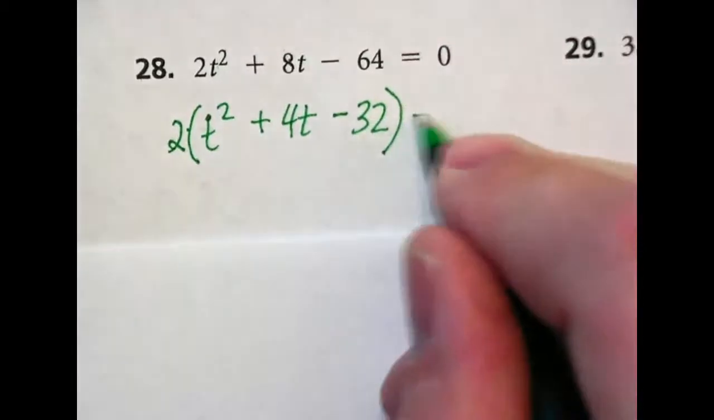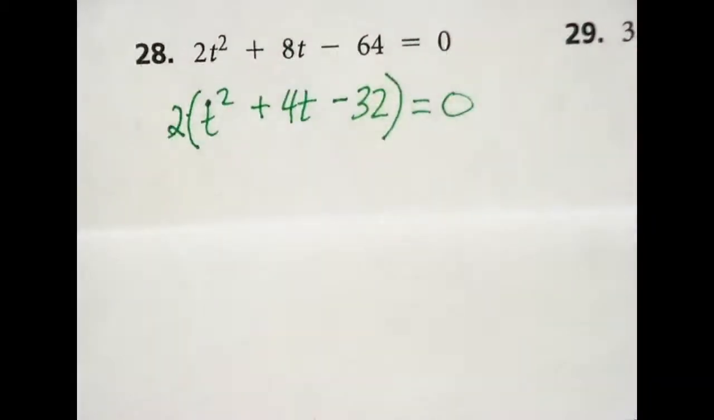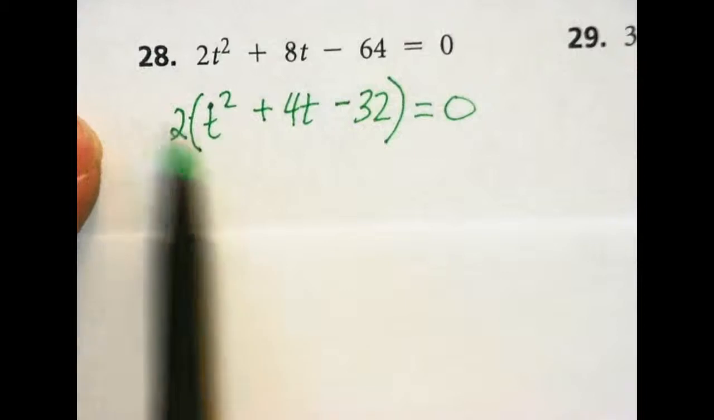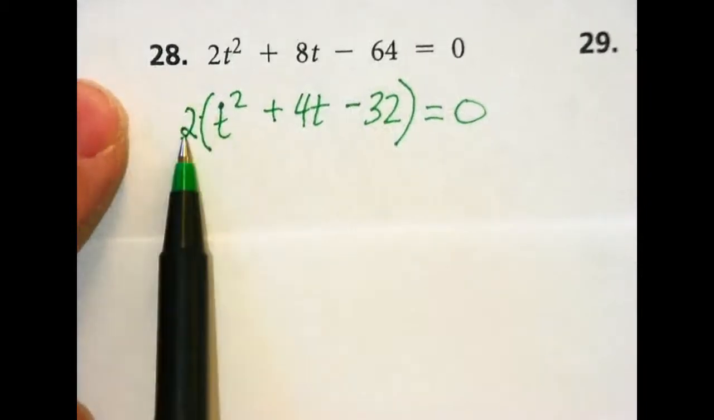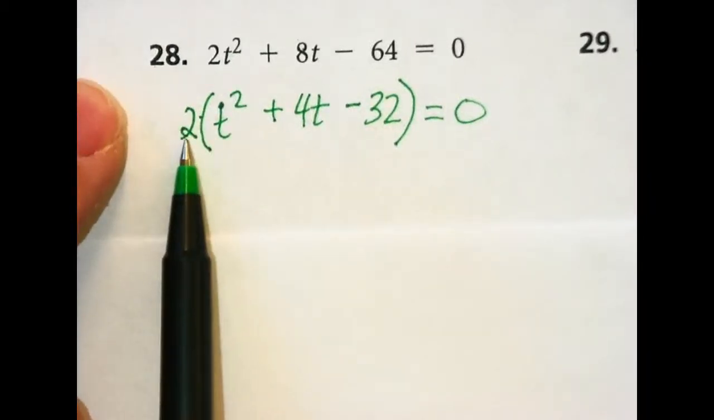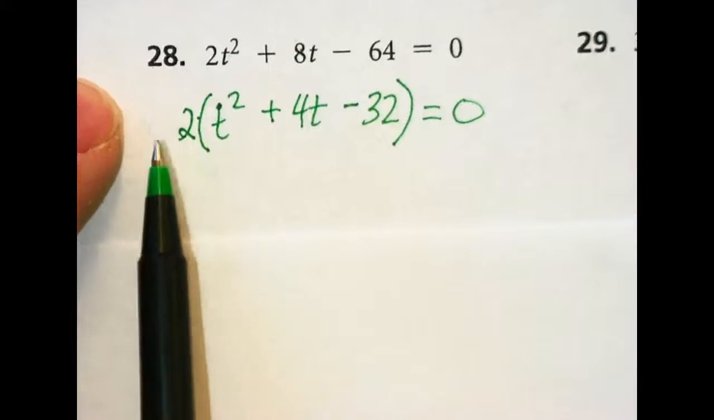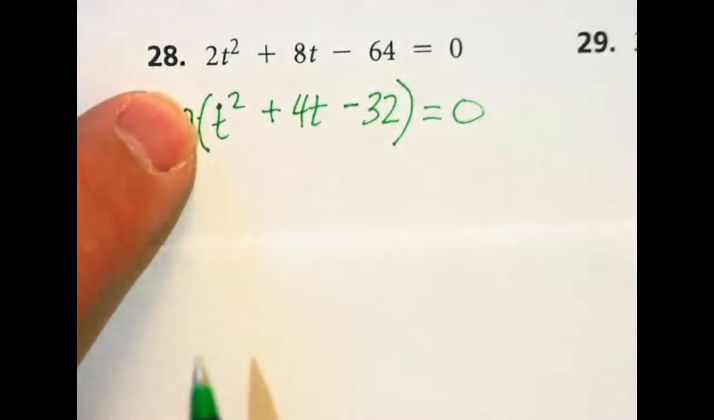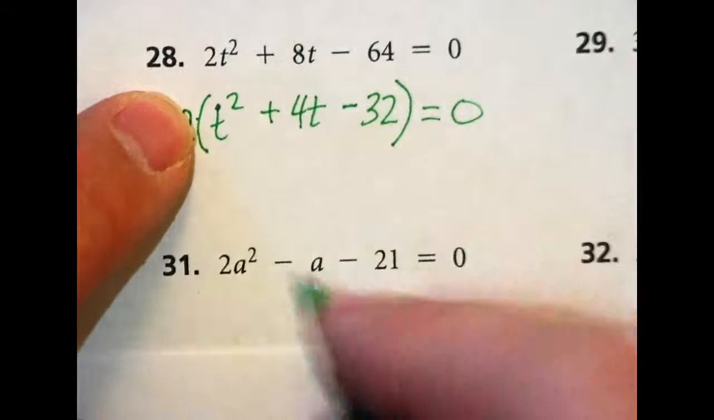-32. Okay. And so from here, do we have to worry about that 2 really? We don't have to because there's no variable there. We know 2 is going to be 2. It's never going to change. So what we do is we just kind of ignore that it's there as we're trying to solve this.